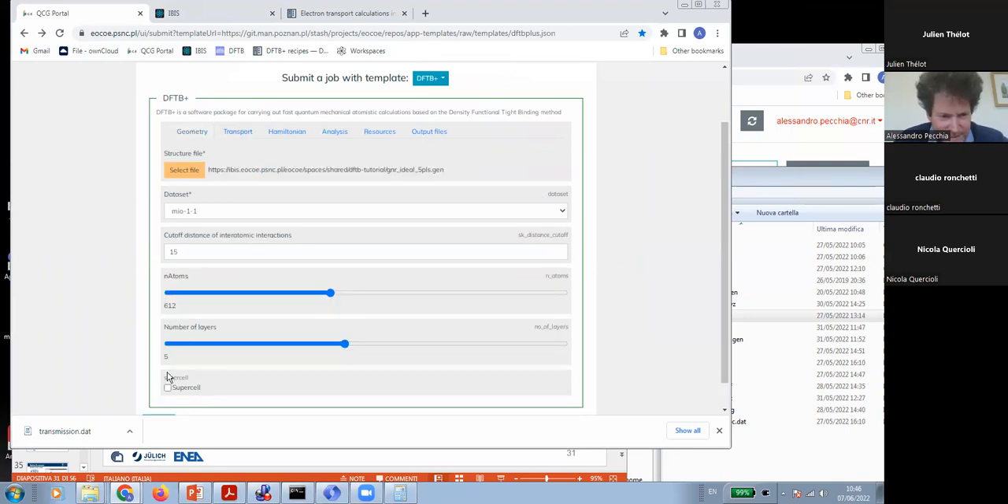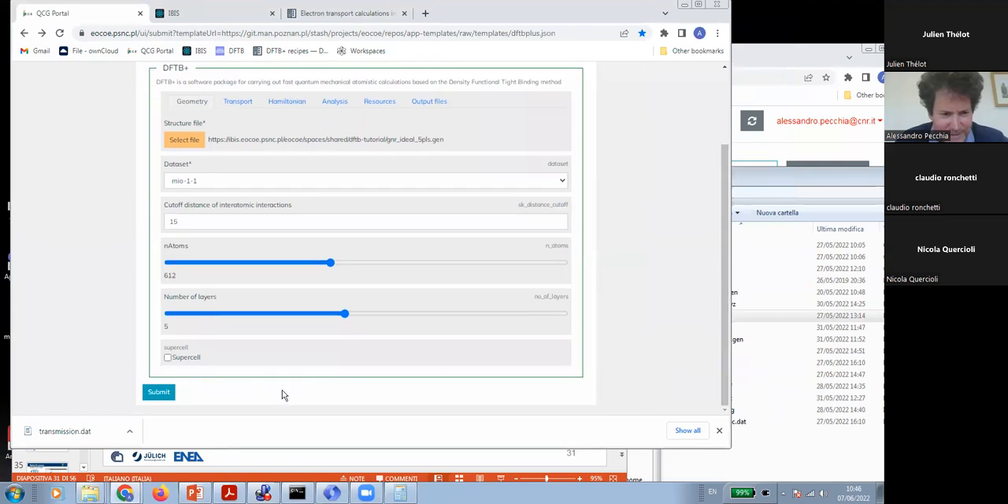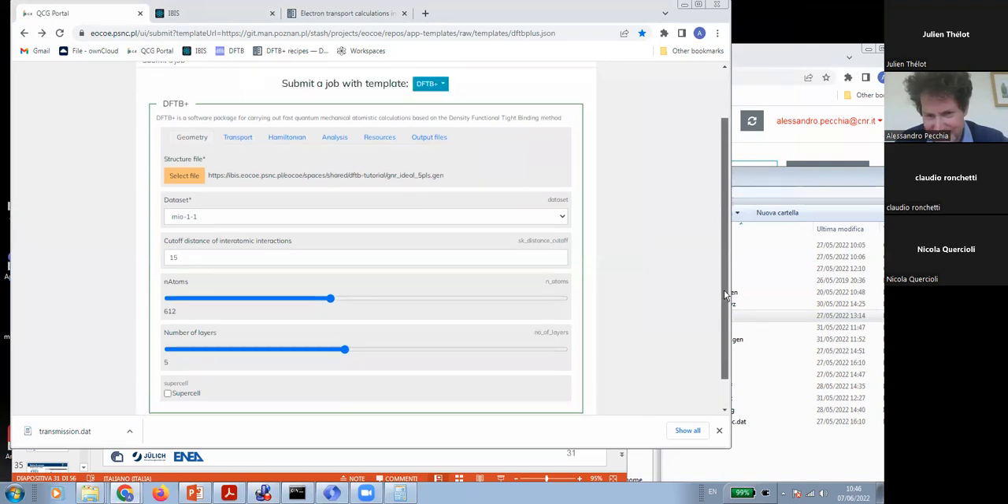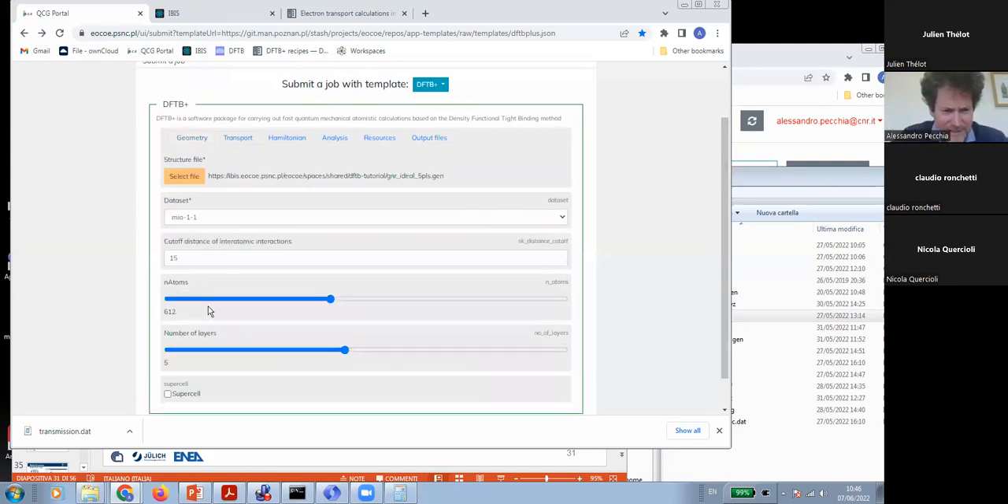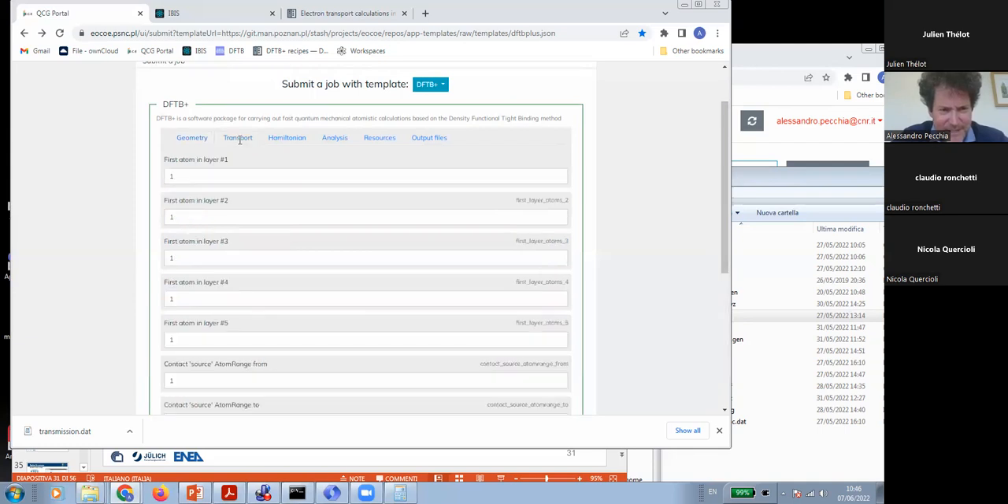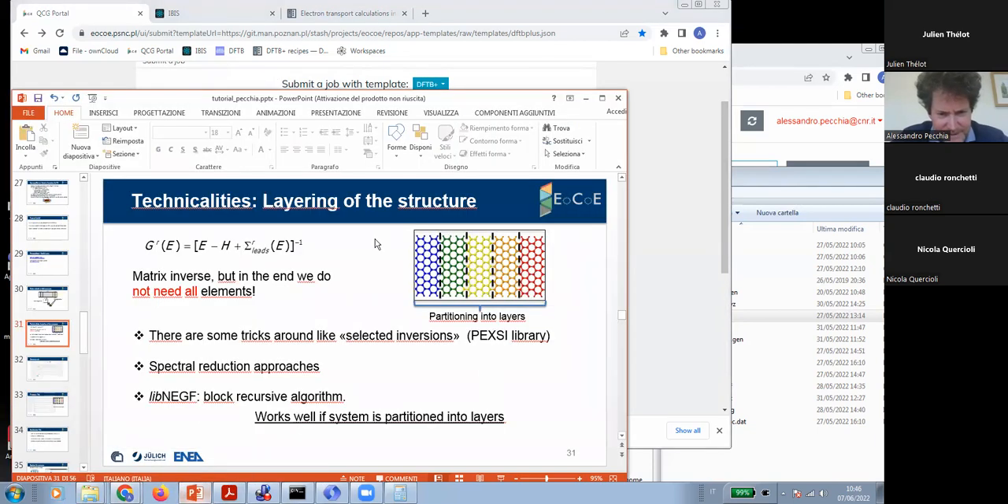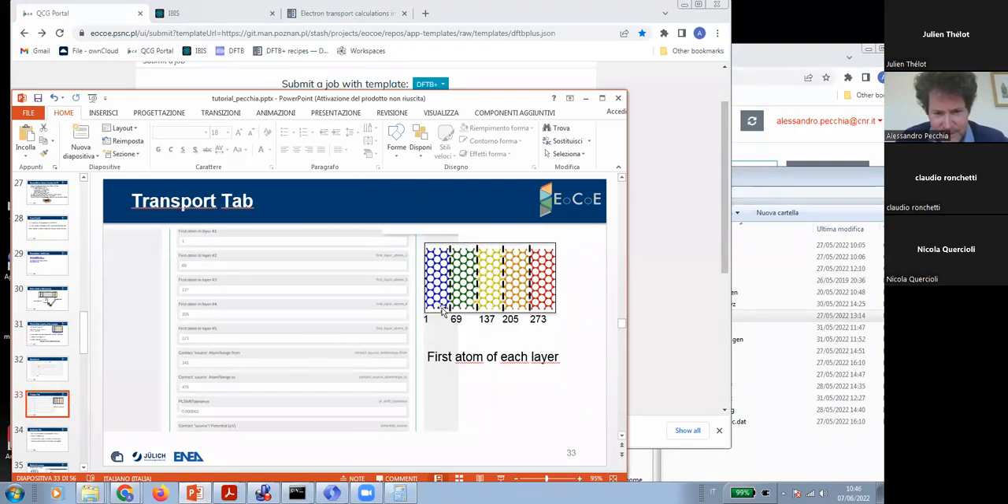Okay, don't resist the temptation to push the submit button, because that will start the job and the job will crash immediately, because we didn't specify the other stuff. So we have the geometry, and then you have to go to the transport tab. Here you need to specify the number. What do we need to specify here? We need to say which is the first atom of each layer of this chopping, of this layering of the device region.